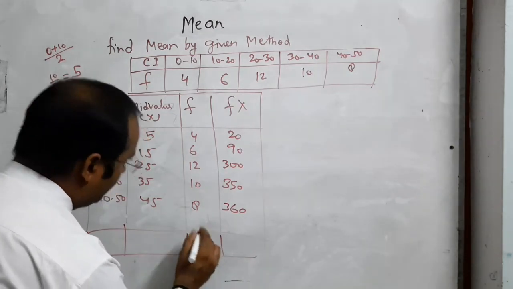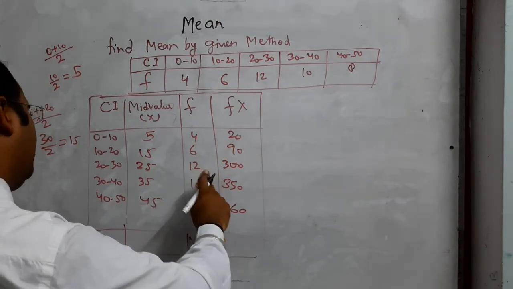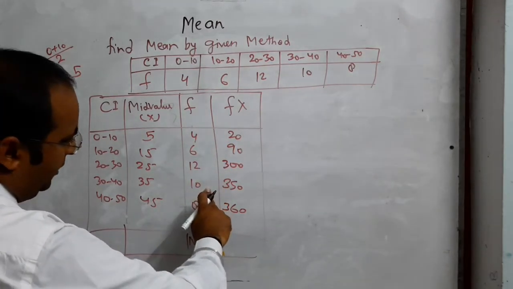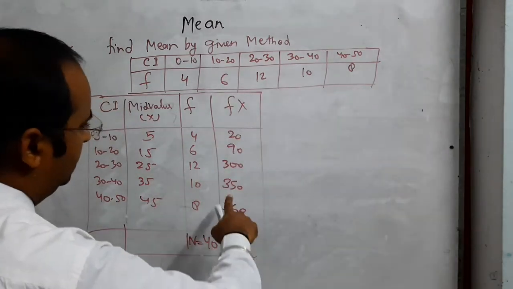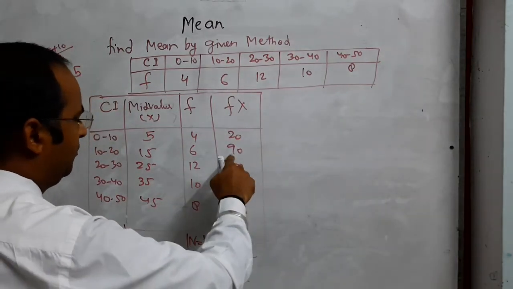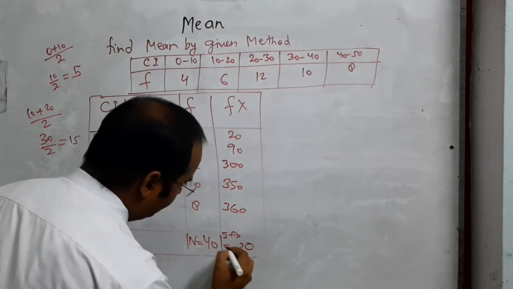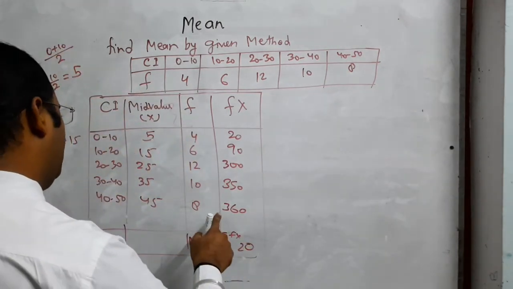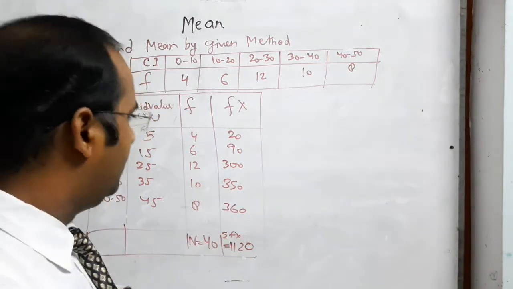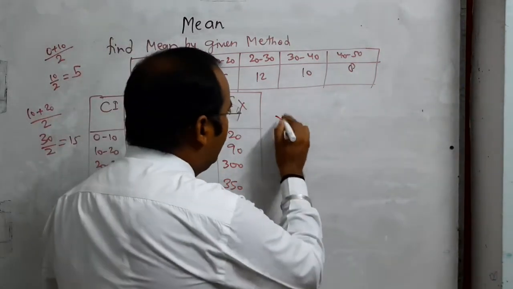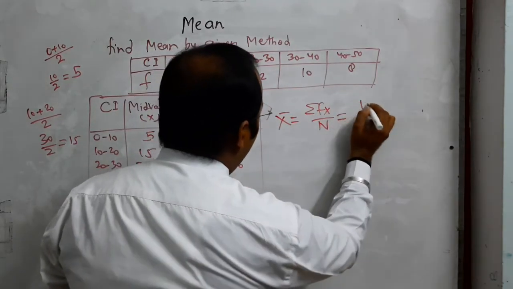N equals how much? 4 plus 6 is 10, 12 makes 22, 10 makes 32, and 8 makes 40. Now add these values: 20, 90, 300, 350, 360. This is sigma fx, which comes to 1120. Now take the formula: x bar equals sigma fx upon n.